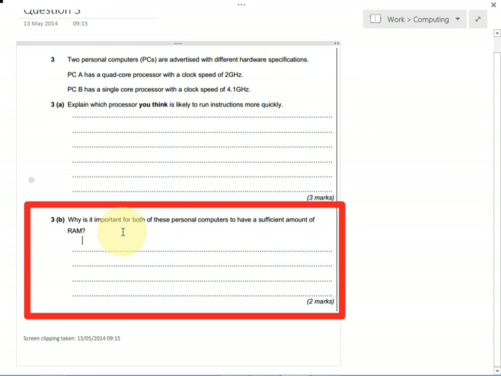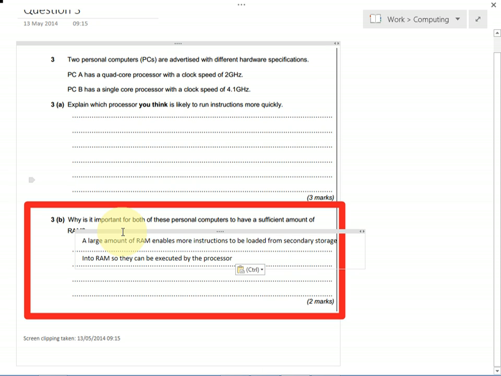Okay, for this question, we need to be able to understand what RAM is used for, and again, a little bit what makes a computer fast. So this is what the mark scheme is expecting you to write.